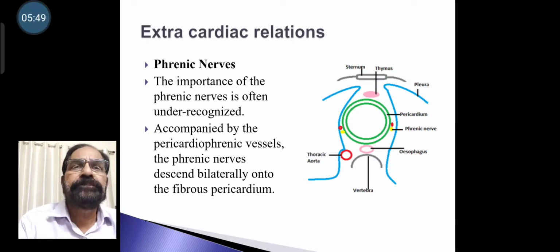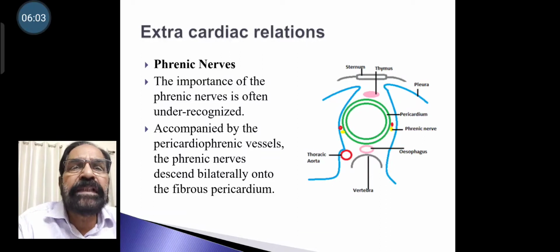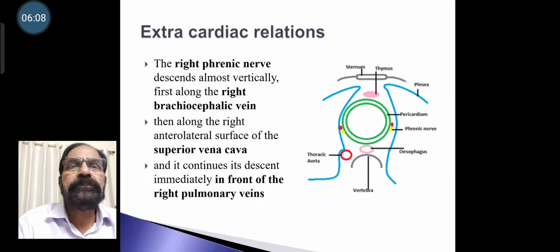Phrenic nerves. Extracardiac relations, phrenic nerves. The importance of the phrenic nerves is often under-recognized. Accompanied by pericardiophrenic vessels, the phrenic nerves descend bilaterally onto the fibrous pericardium. Right phrenic nerve descends almost vertically, first along the right brachiocephalic vein, then along the right anterolateral surface of superior vena cava, and continues its descent immediately in front of the right pulmonary veins.